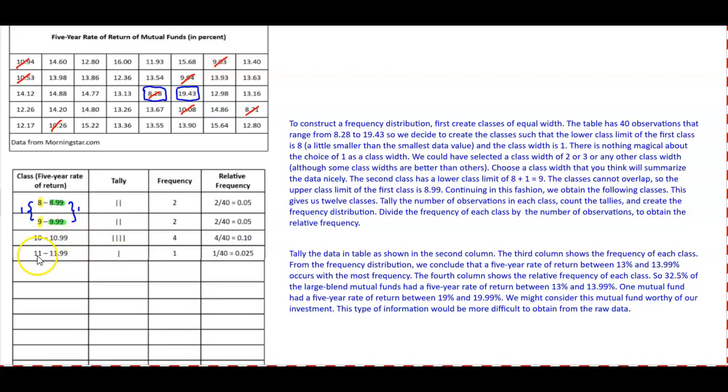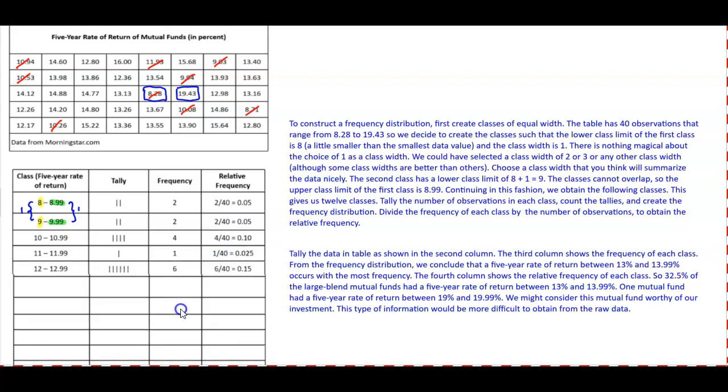Now it's going to be between 11 and 11.99. If we take a look at our values up here, and look at all of them, it looks like we're only going to be able to find one value here at 11.93, and there's nothing else. So we have 1 of them. So the frequency is 1. And 1 divided by 40 is going to give us 0.025. Okay, let's go down to the next one.